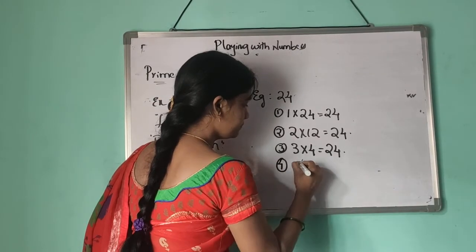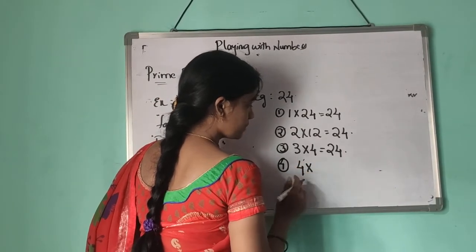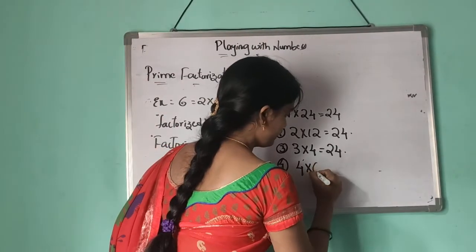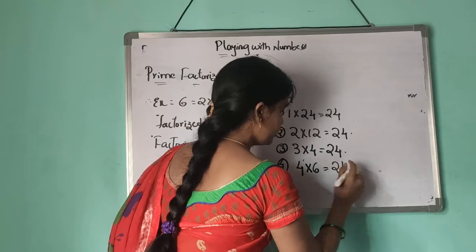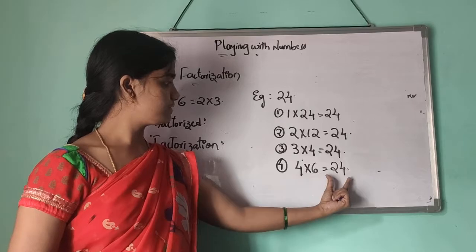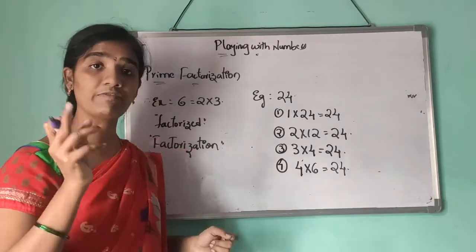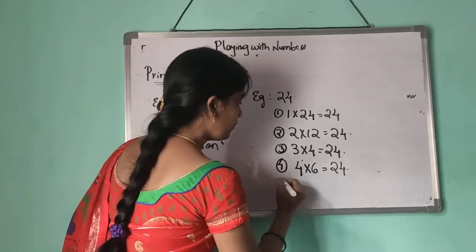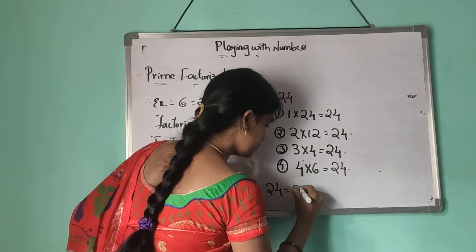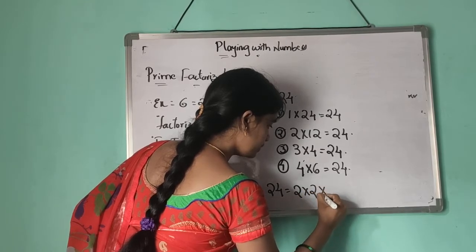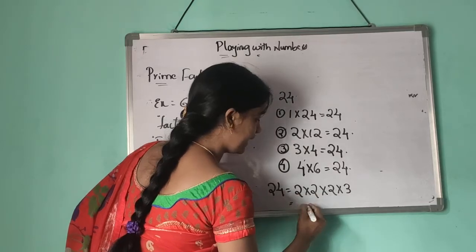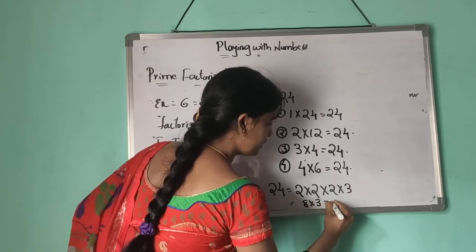Coming to the fourth one, 4 into 6 is 24. So 4 and 6 are also factors of 24. Here I will explain another way of factoring 24. You can write 24 is equal to 2 into 2 into 2 into 3. That means 2 2s are 4, 4 2s are 8, 8 3s are 24.